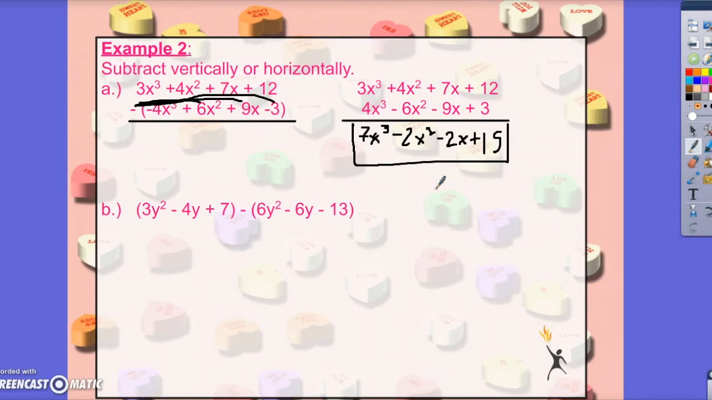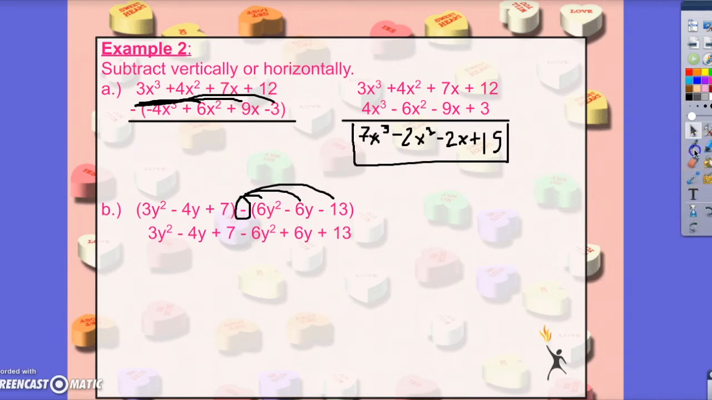All right. So now same thing applies for the next line. Once again, take that minus sign. We distribute it to all three in order to drop the parentheses. So take a minute and do that first. So once again, I rewrite the first part. 3y squared minus 4y plus 7. And we get negative 6y squared plus 6y plus 13.